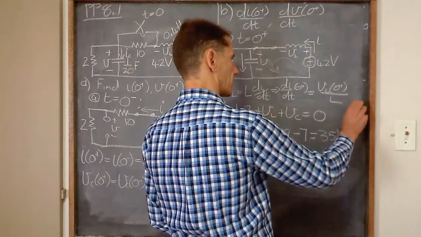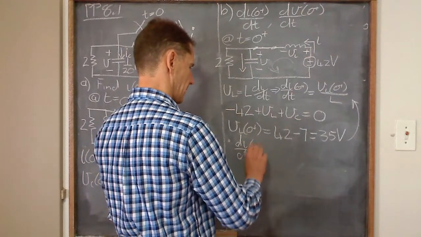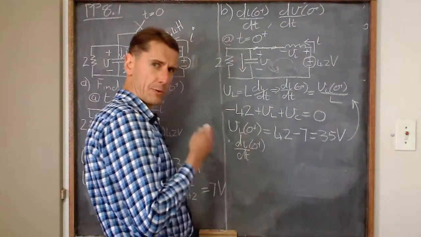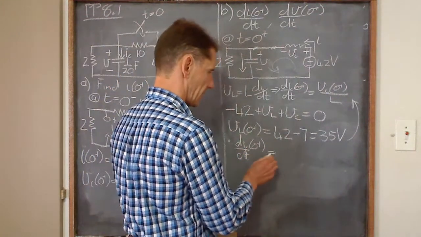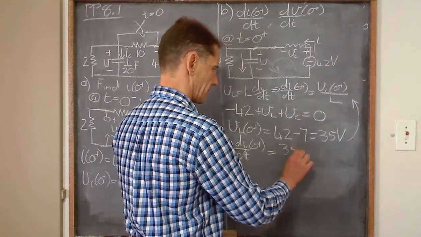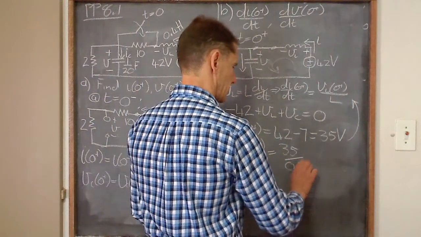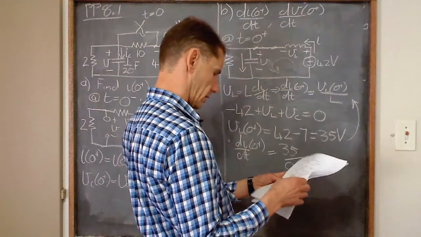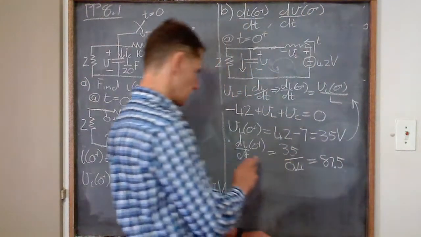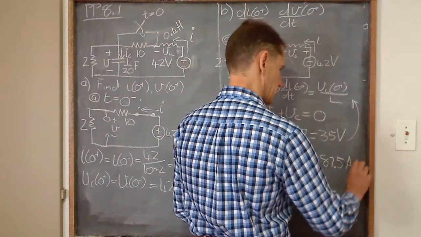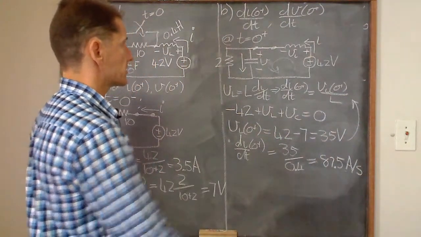Now that 35 volts goes into this equation, so we have dI/dt at time 0 plus, the rate at which the current through the inductor changes at time 0 plus, equal to 35 divided by the inductance, which is 0.4. That's quite a number: 87.5. What's the units? Amps per second. So that sorts out that one.